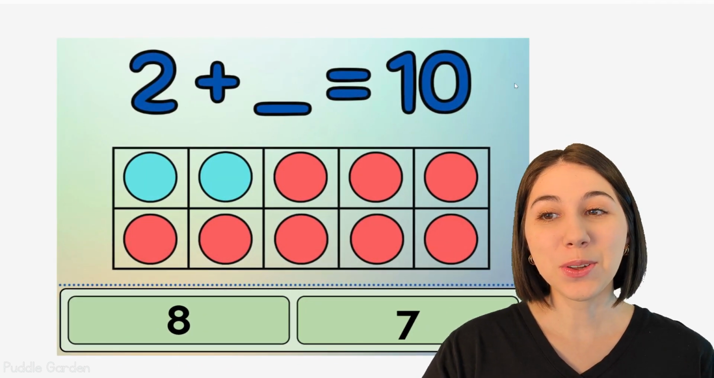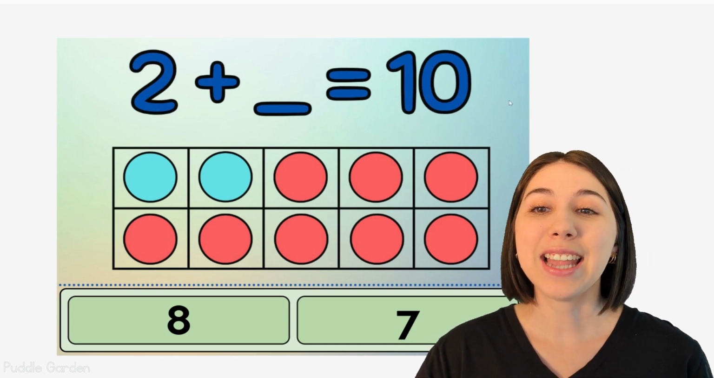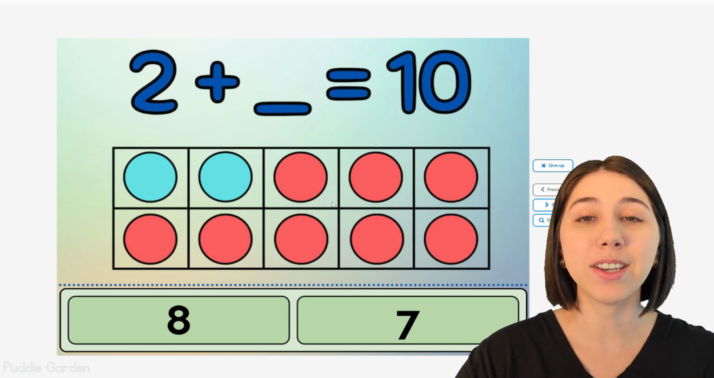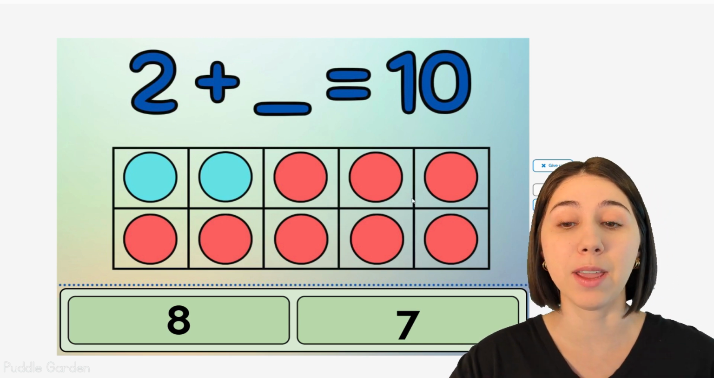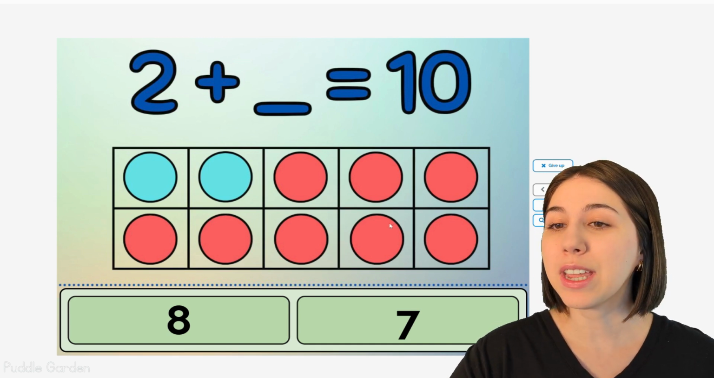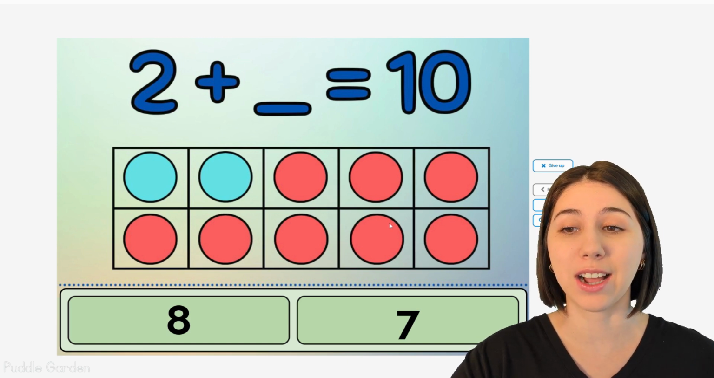We have 2 plus blank equals 10. So if we have 2 blue dots and we want to make 10, how many red dots do we have to put in our tens frame to make 10? I'll give you about 5 seconds. See if you can count up those red dots. We're going to count out the red dots.